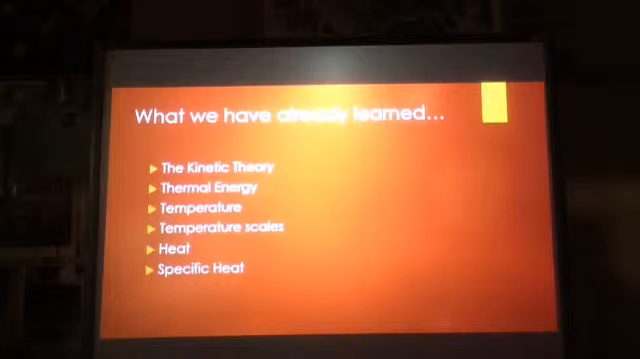So what we have already learned, we have the kinetic theory, which is a theory that pretty much states that all materials are made of particles, atoms, ions, molecules, that are in constant motion, or are always moving. The thermal energy of an object is how much potential and kinetic energy the particles within that object have due to particle spacing and how much those particles are actually moving.